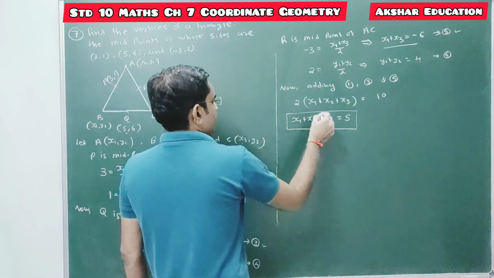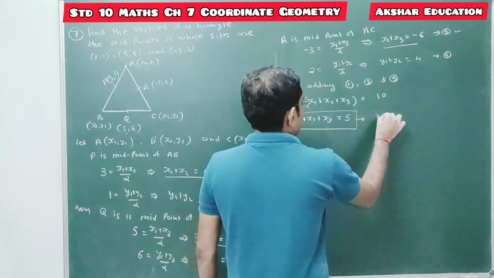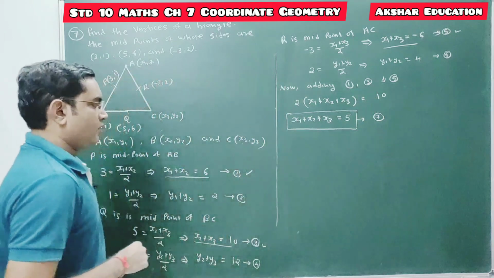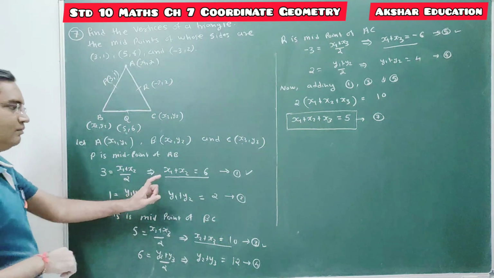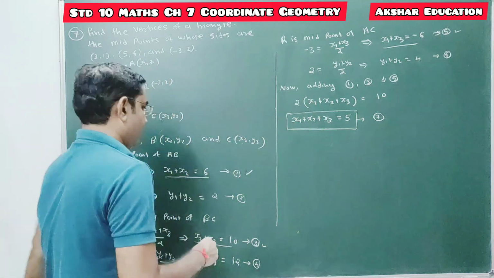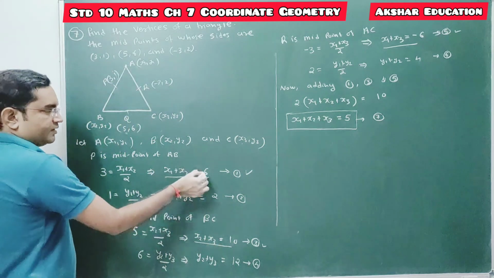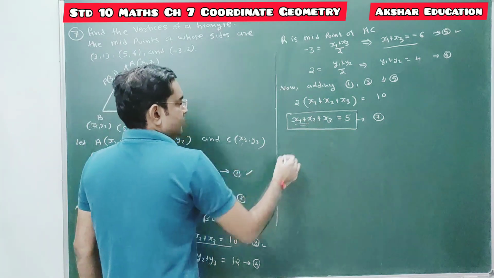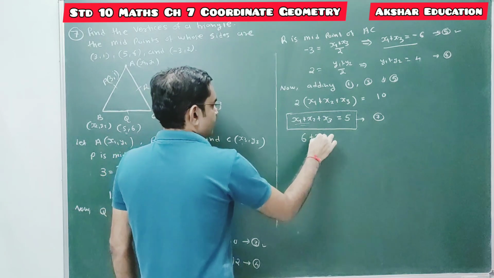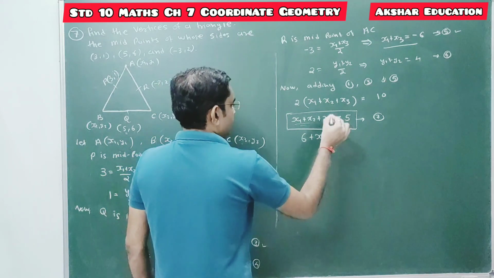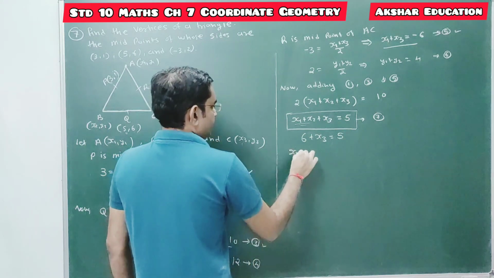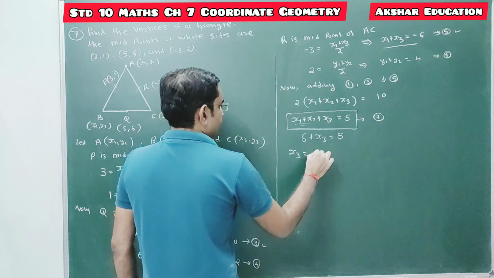एक और इक्वेशन मिला. Say equation number 7. Now put the value of equation number 1 in equation 7. So what is equation 1? x1 plus x2 is 6. So we are getting 6 plus x3 equal to 5. Therefore x3 equal to 5 minus 6 is minus 1.